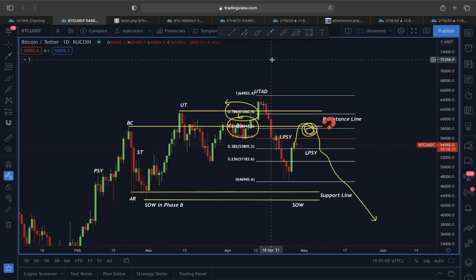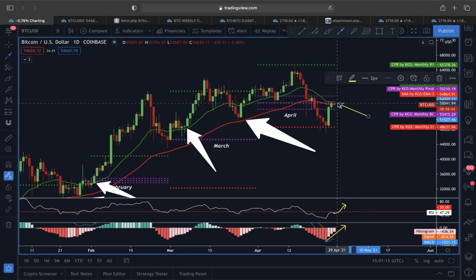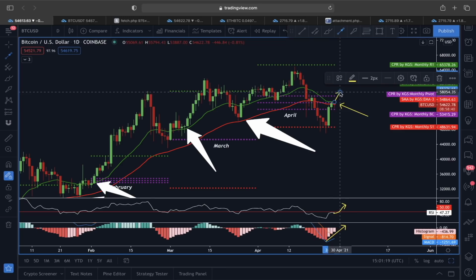So for us, the most important thing is price must find support above this 58,000 price level for a short term, right? For a short term we have to break out of this 55,000 price level and also find support of it. Then we could see a movement towards 57 and 58,000 price level happening.